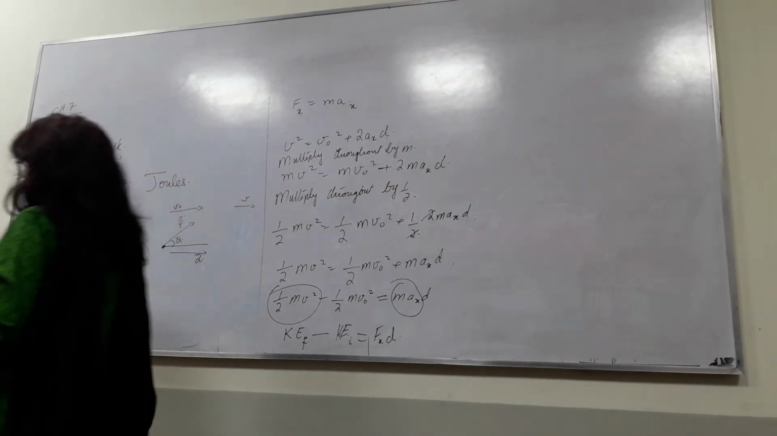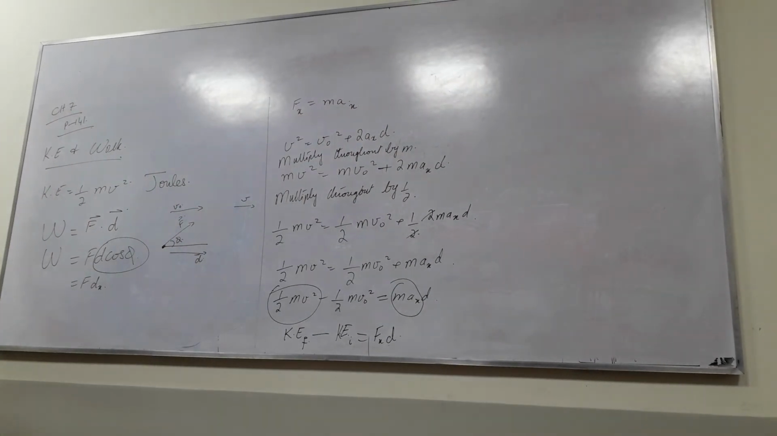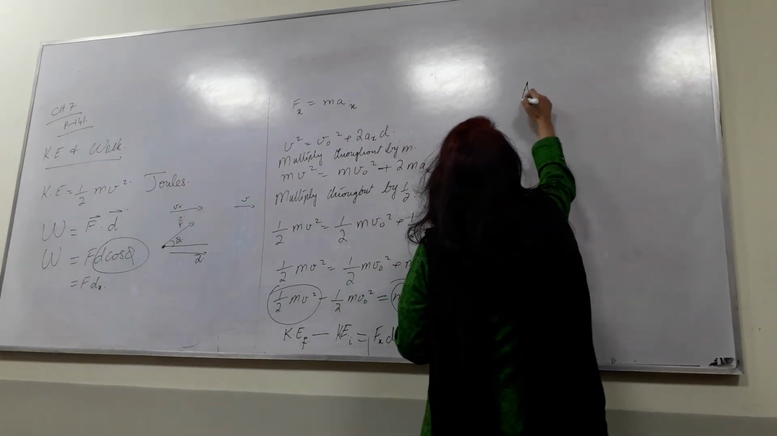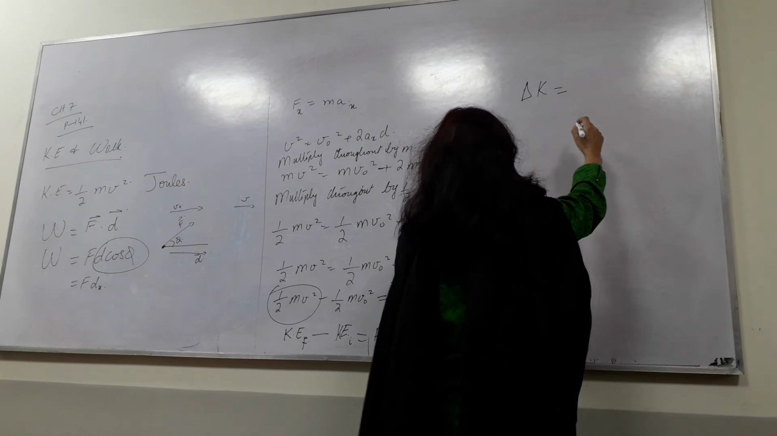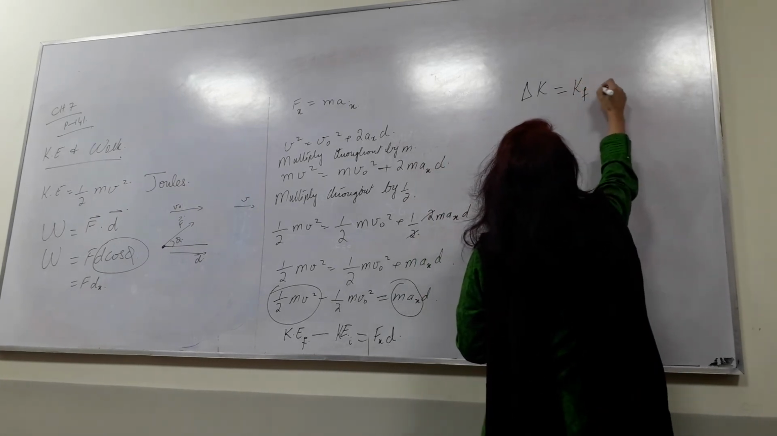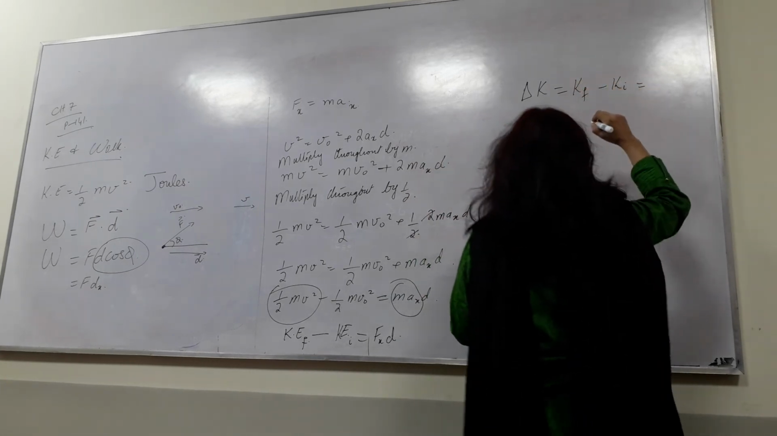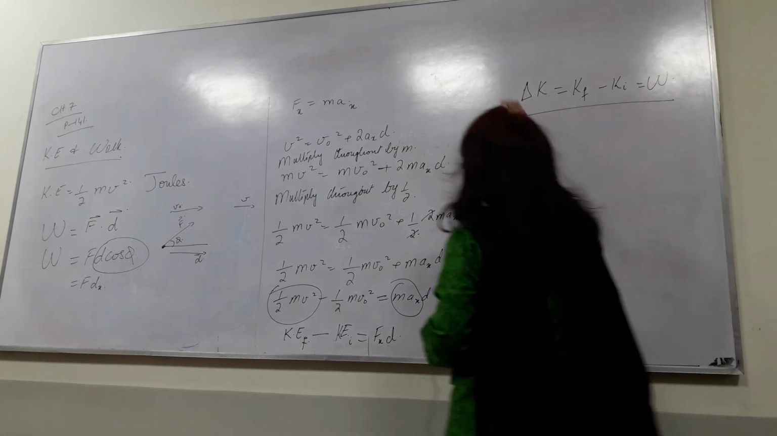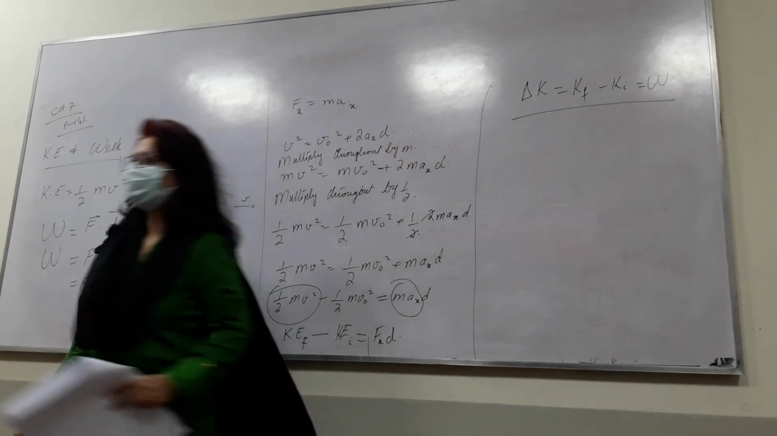This is an important theorem that you will again be using from time to time, and according to this theorem, the kinetic energy after the net work done is equal to the kinetic energy before the net work done plus the net work done, okay? So you can also see this written as delta K is equal to Kf minus Ki is equal to W. So this is the work kinetic energy theorem.